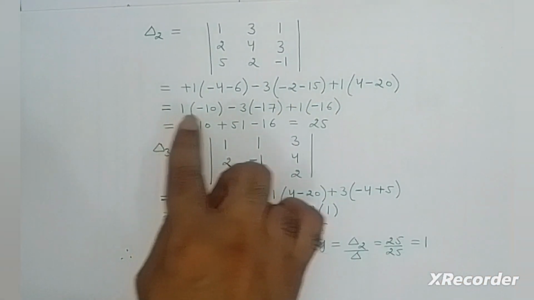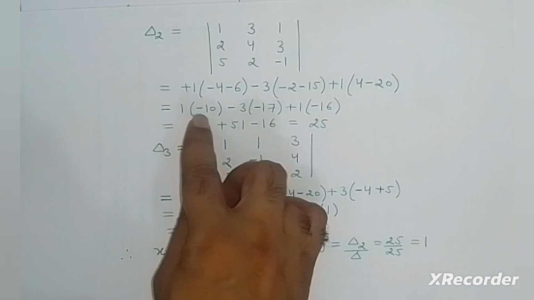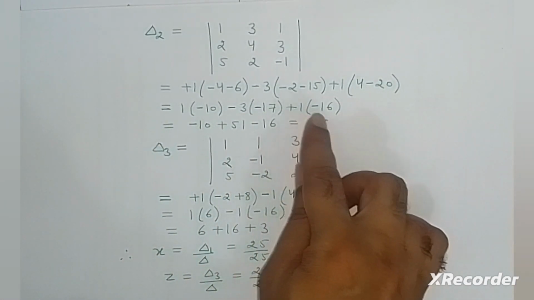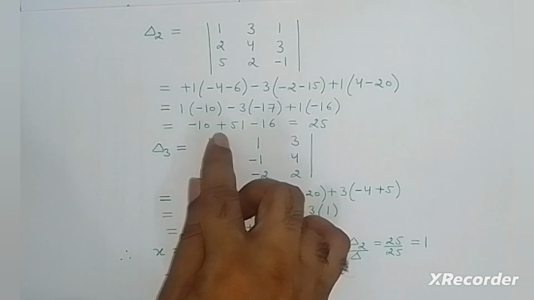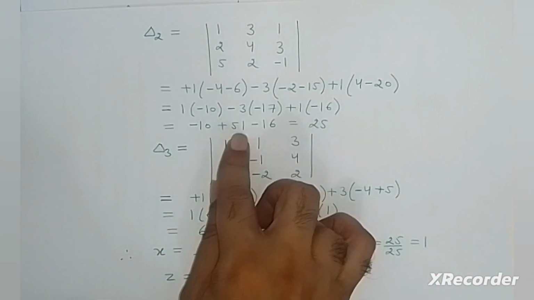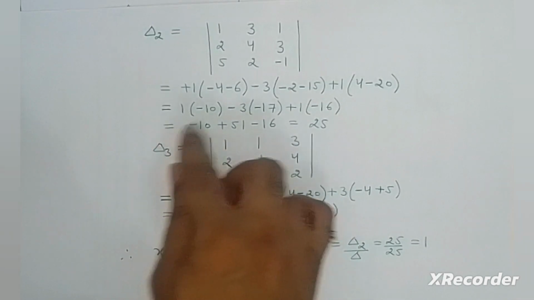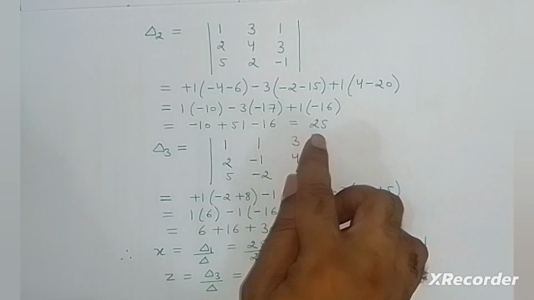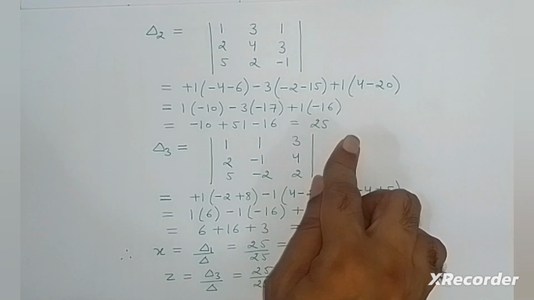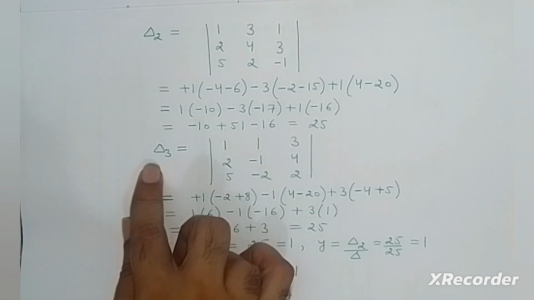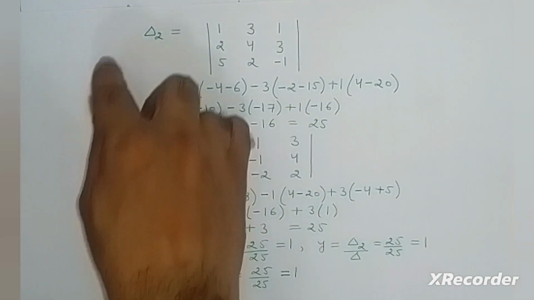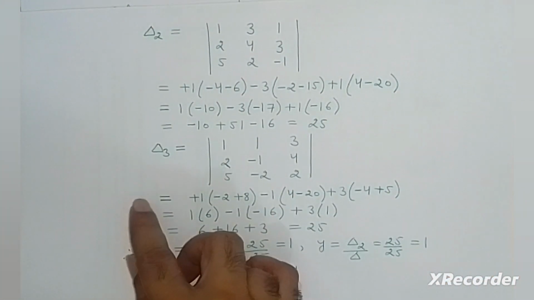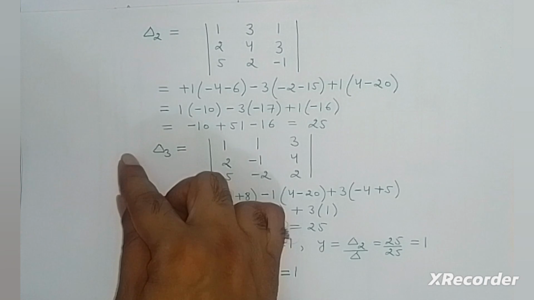So after solving we get 1 into minus 10, minus 3 into minus 17, plus 1 into minus 16 is equal to minus 10 plus 51 minus 16, and after solving we get minus 26 plus 51 is equal to 25. So the value of determinant 2, that is delta 2, is 25. Then we find the value of determinant delta 3.